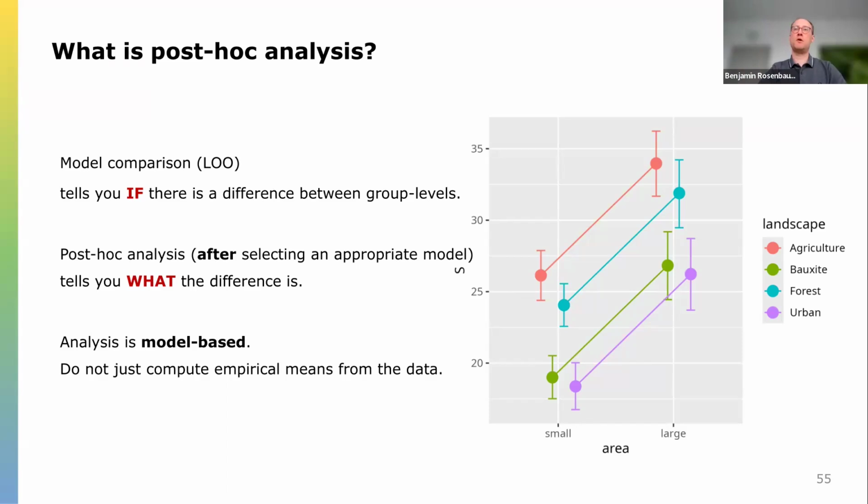And this is usually done model-based, right? So you're not just fitting subsets or empirical group means and comparing them. No, this is model-based. So with the model you selected as the best fitting model, you compare model predictions and associate this with quantitative measures like probabilities.